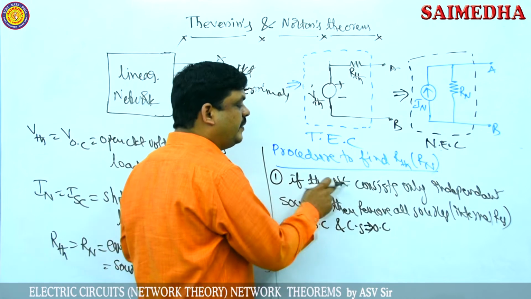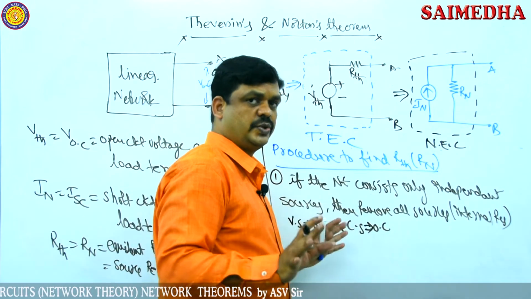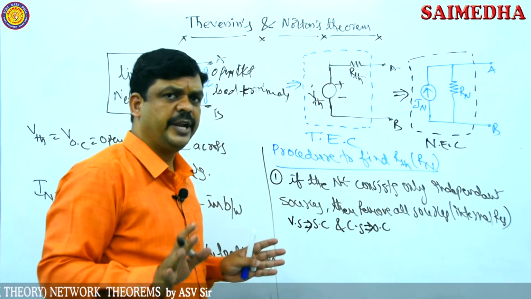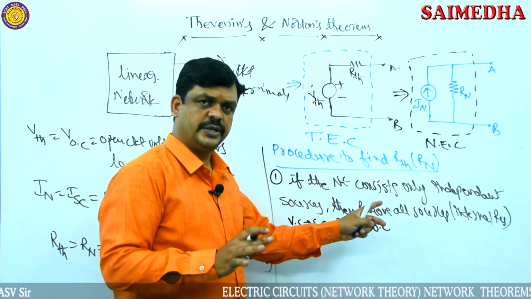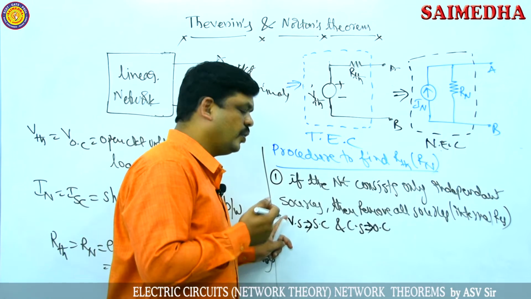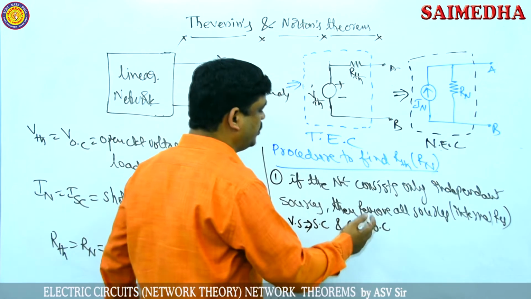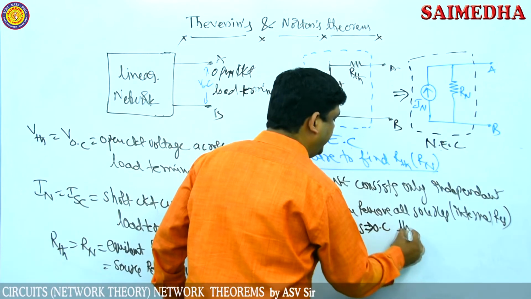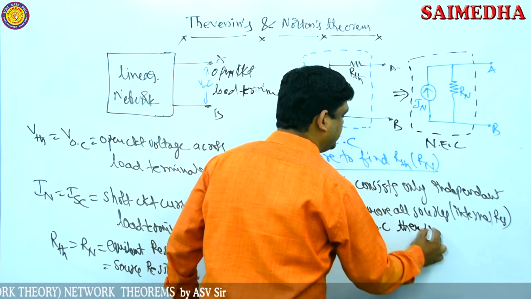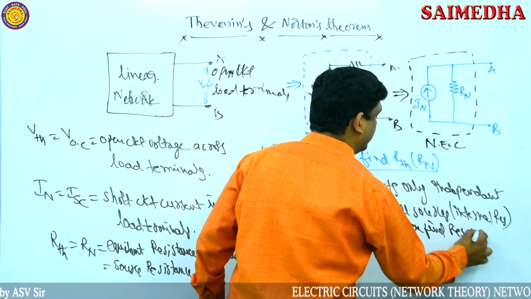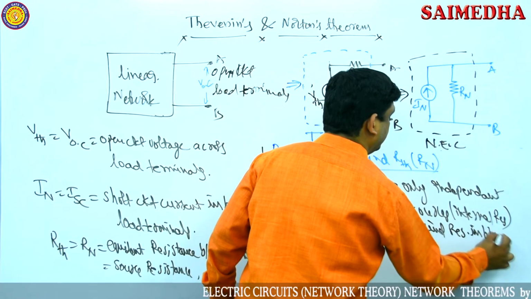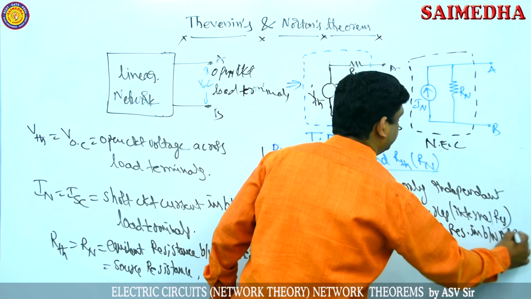So if the network consists of only independent sources, without any dependent sources, then remove all the sources. The removal is like this here. Voltage source is short circuited and current source is open circuited. Then find the resistance in between A and B.